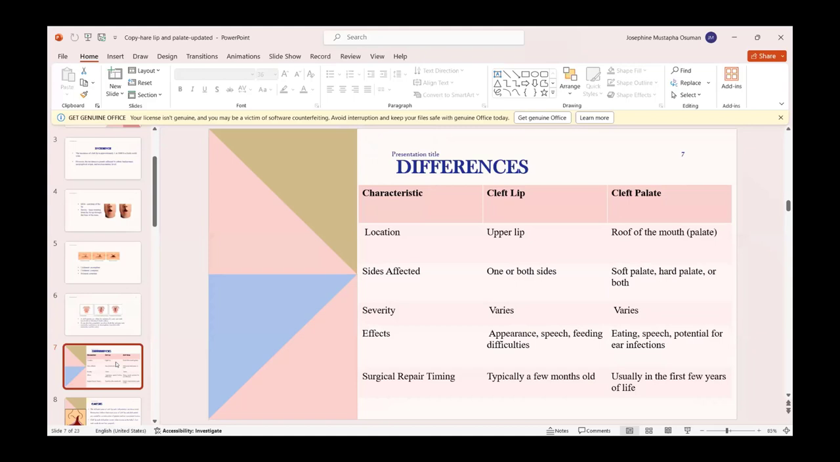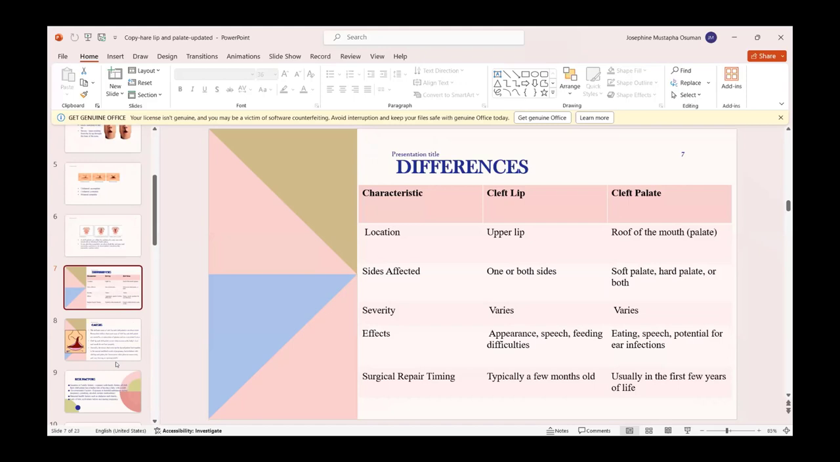The differences: the characteristic is the location. A cleft lip happens on the upper lip, on one or both sides, and the severity varies. The effects are on appearance, and speech or feeding difficulty can occur. The repair timing is typically a few months of age. With cleft palate, the location is the roof of the mouth, the palate. The areas affected are the soft palate, the hard palate, or both, and the severity also varies. The effects are eating and speech difficulties, and the potential for ear infections. Surgical repair is usually in the first few years of life.